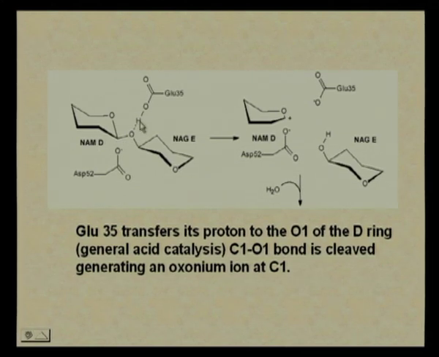What happens is glutamic acid 35 donates its proton, and in the event it becomes COO minus. What happens is the cleavage of the C1O1 of NAM occurs and it forms an oxonium ion that, due to the proximity of the aspartic acid 52, is stabilized transiently by charge-charge interactions.